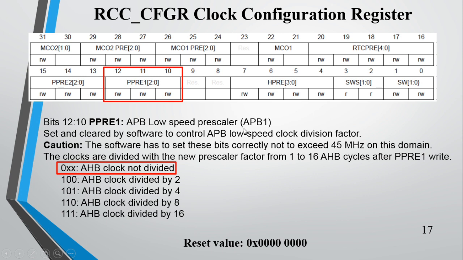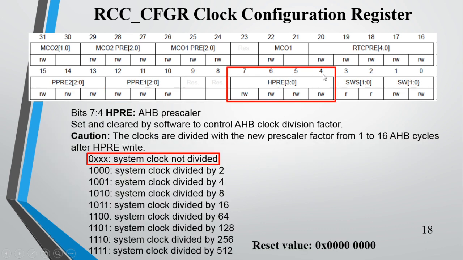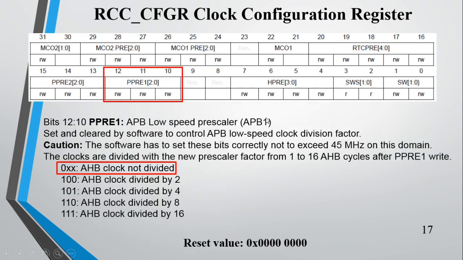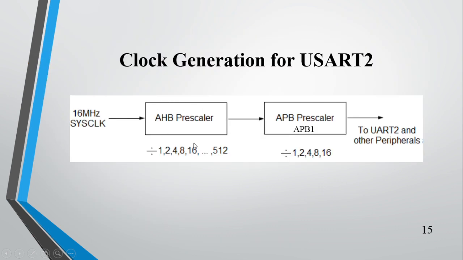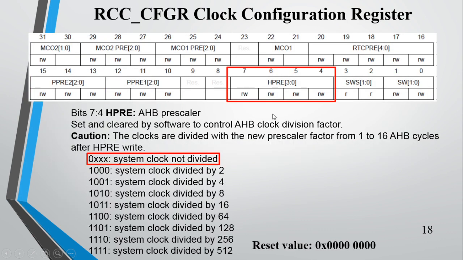So here, since both APB1 and APB2 are configured with 0, 0, 0, what does it mean? Whatever AHB clock you are giving to both APB1 and APB2 input, the same clock will be available at the output of APB1 and APB2. Then the next bits 4 to 7 are used for configuring the AHB prescaler. In the block diagram we have seen that AHB itself has a prescaler. That prescaler is configured by bits 4 to 7. Since the reset value is 0, by default this AHB prescaler is also zeros. So 0, 0, 0 means system clock is not divided.